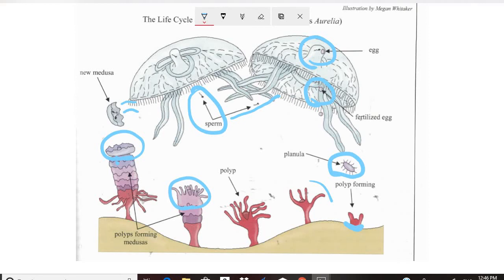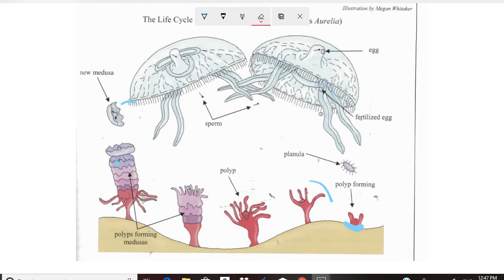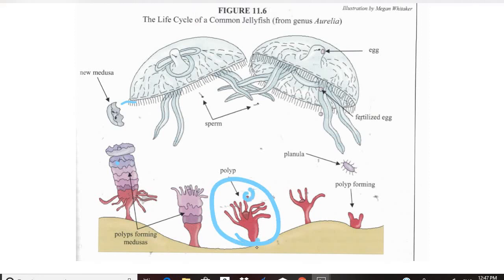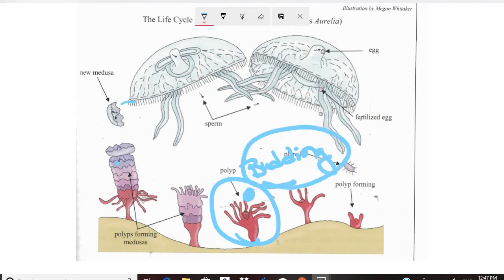Another thing I should mention about this polyp form is that the medusa form can only reproduce sexually, but the polyp form can reproduce by budding. So when it's in this polyp form, it can form a bud, and that bud can grow and then break off. So the polyp form of a jellyfish can also reproduce by budding, or it can go through this process that we have seen before.